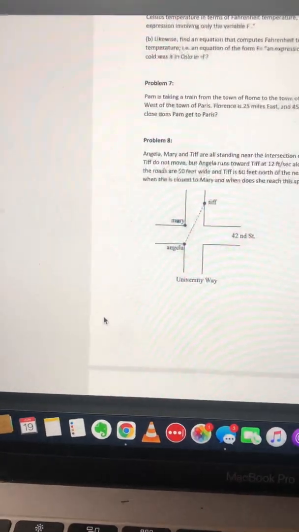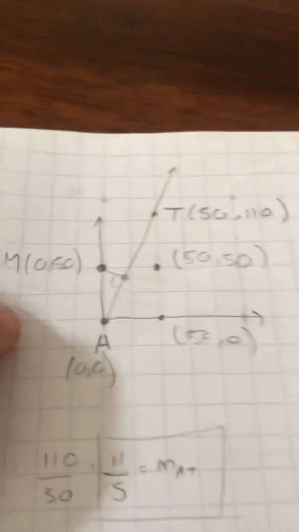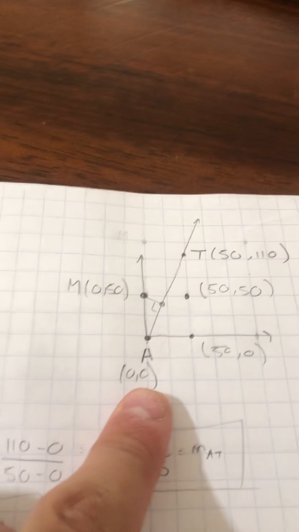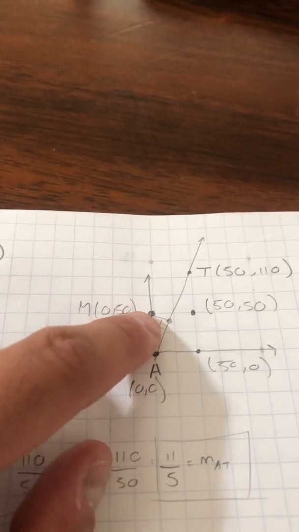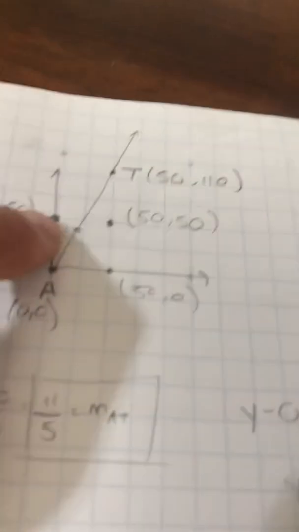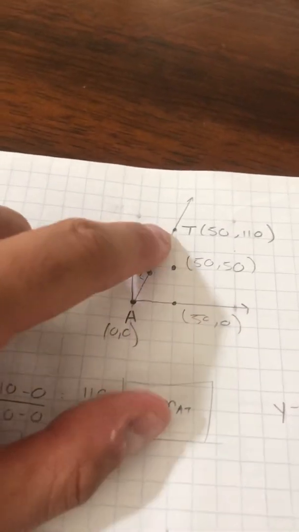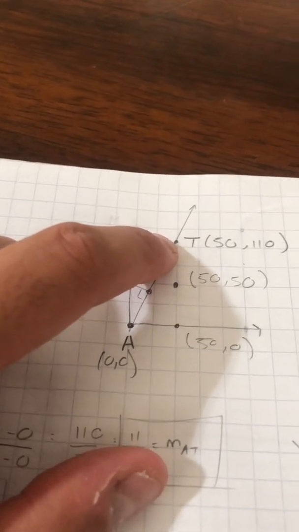The question is asking, where is Angela located when she's closest to Mary, and when does she reach this spot? I drew a coordinate plane to figure out where their locations were in relationship to each other in the intersection. So I have Angela as the origin at 0, 0. I have Mary 50 feet north of her since she is at the corner of the intersection. Then I just drew all the corners of the intersection. They're 50 feet apart. And then I drew Tiffany being 60 feet north of the nearest corner, which is this one.